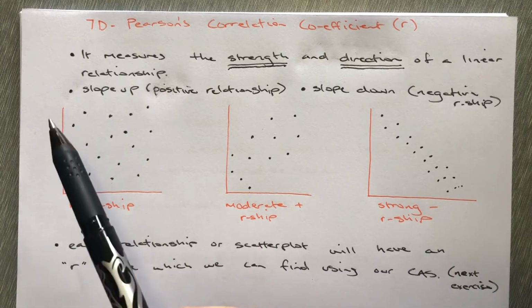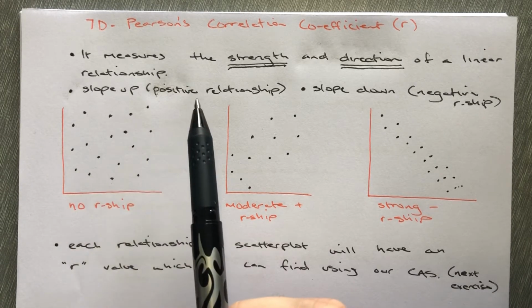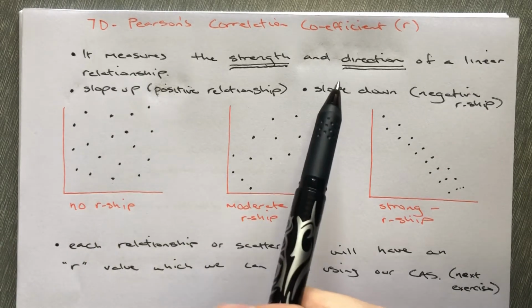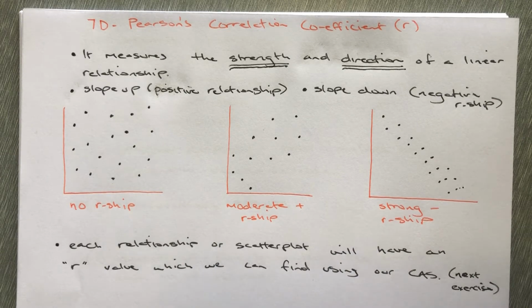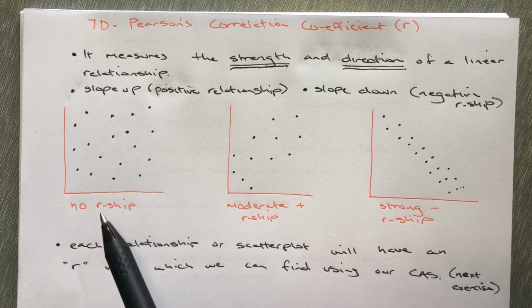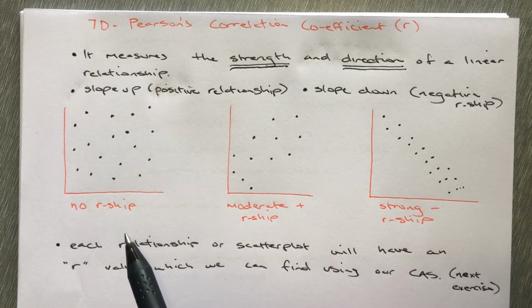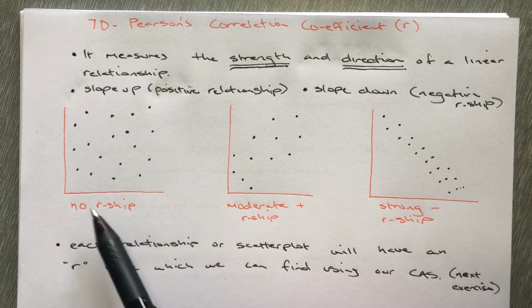The next other important thing is that if the dots seem to be sloping up, that would be a positive relationship, but if they're sloping down, that would be a negative relationship. So let's just look at these three examples just here. With this scatter plot, it looks like all the dots are just randomly put anywhere. I can't really see too much of a relationship between them. So what I've written down the bottom here is that there's no relationship.